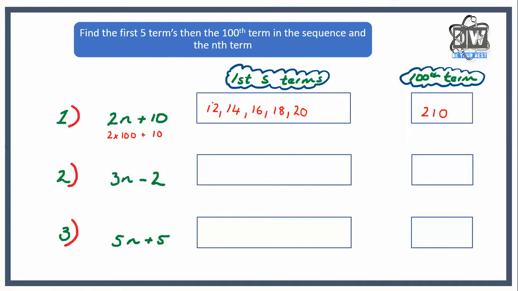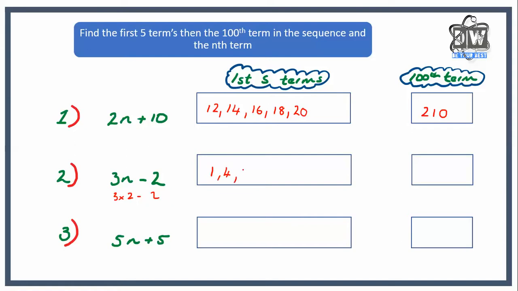All right, so let's give this one underneath a go. A little bit tougher because it's got this negative, but not too bad. We said that the first term up here was 12 because we went 2 times 1 is 2 plus 10 gives us 12. We're going to do exactly the same thing here. So first term, 3 times 1 is 3, minus the 2 gives us 1. The next term would be 3 times 2 is 6, minus 2 is 4. And we can see there it's going up by 3 each time.